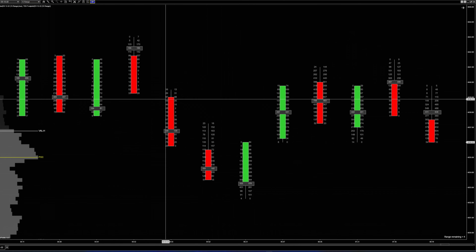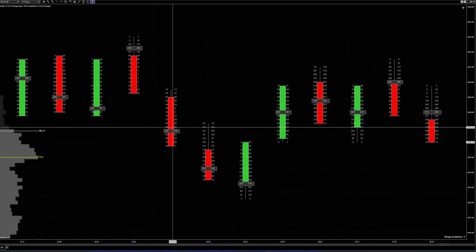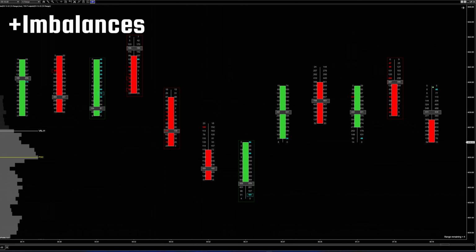And then the final part of the footprint right here is the point of control. Now what the point of control is, is where the most transactions are taking place on the candle.